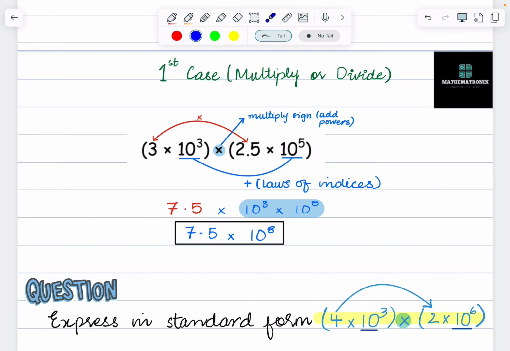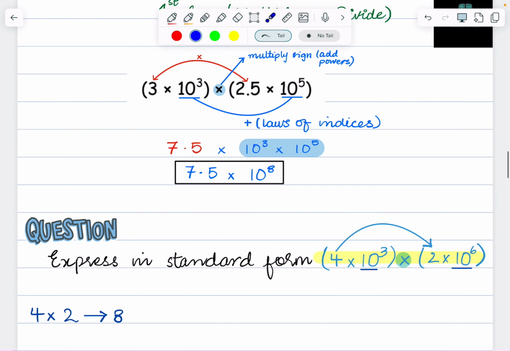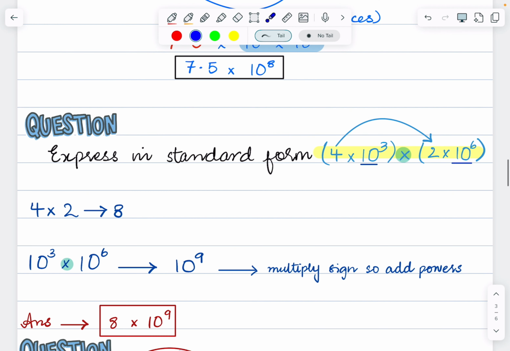Okay. Over here, what you're going to do is 4 times 2. Okay, पहले whole numbers multiply कर दिया. I will give you 4 times 2, which is 8. Now 8 is in standard form, luckily. So all you need to do is, because the base of 10 is the same, and there's a multiply sign in between, you're going to add the powers. So it's going to become 8 times 10 to the power of 9. Yes, good job. Absolutely correct. Well done.